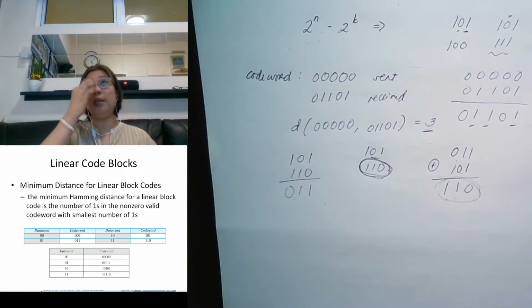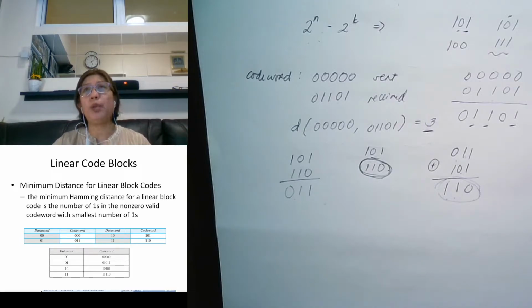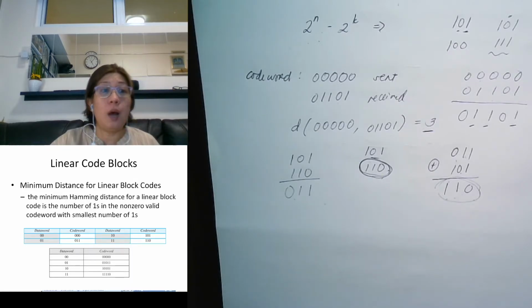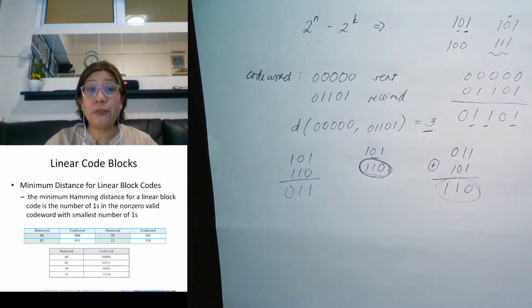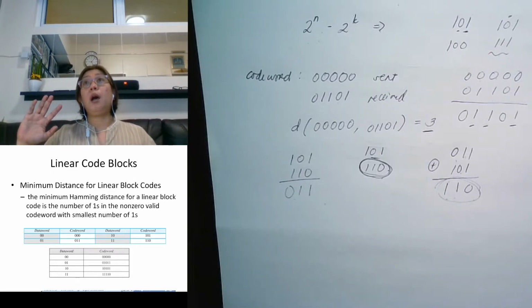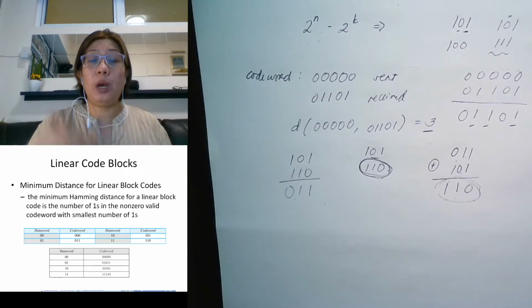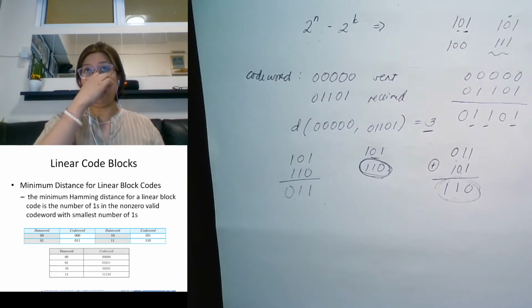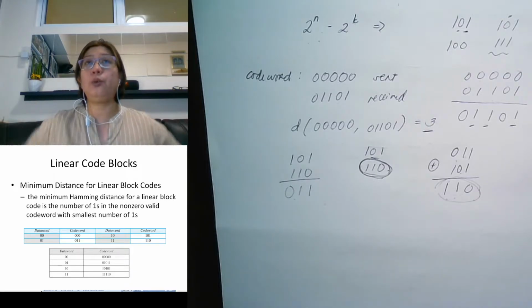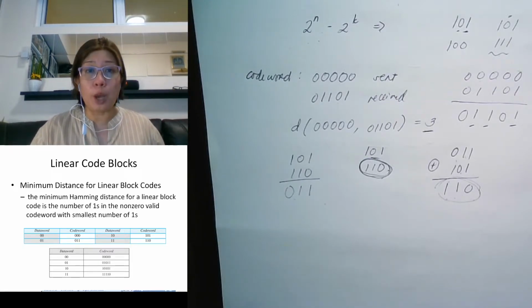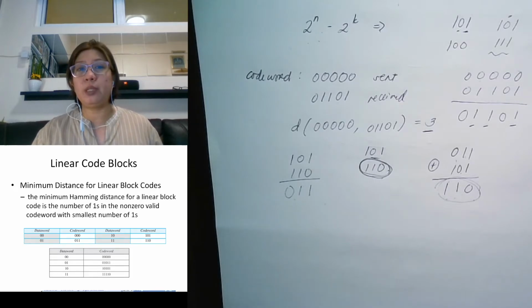Here we have the minimum distance of linear block codes. The minimum Hamming distance for a linear block code is found by counting the number of ones in the non-zero valid code word with the smallest number of ones. That smallest number of ones determines the minimum Hamming distance. For example, in the first table, we skip the first code word because there are no ones there, and count the ones in the non-zero code words. They all have 2, so the minimum distance is 2.